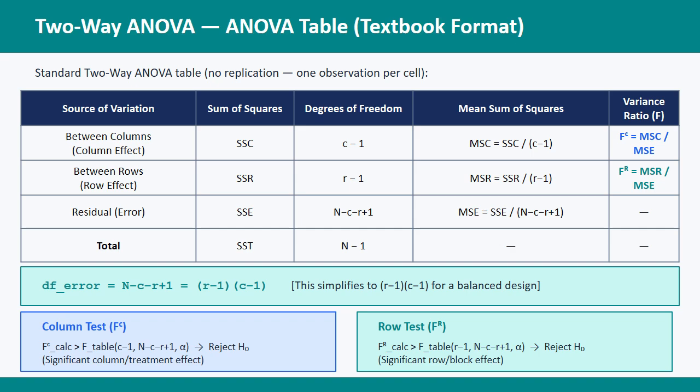Now for degrees of freedom, for columns it is going to be C minus 1. For rows it is going to be R minus 1, and for error it is going to be R minus 1 into C minus 1. Since here we are dealing with columns and rows, the degrees of freedom for error will be slightly different from that of one-way ANOVA. Then we are going to compute the F value for columns, and then the F value for rows, and compare each with the table values separately.